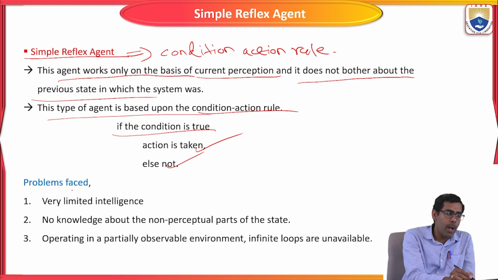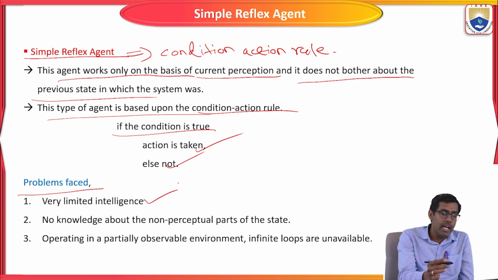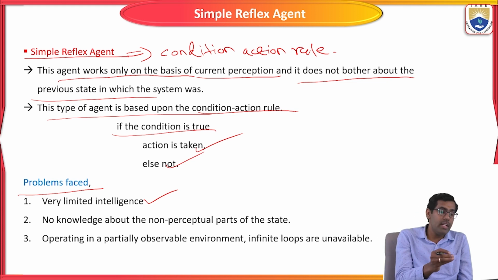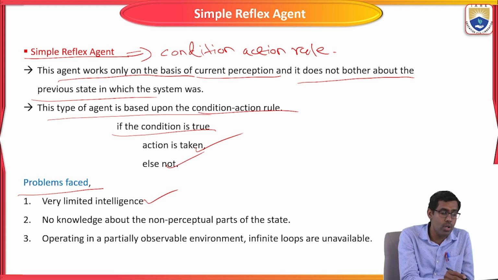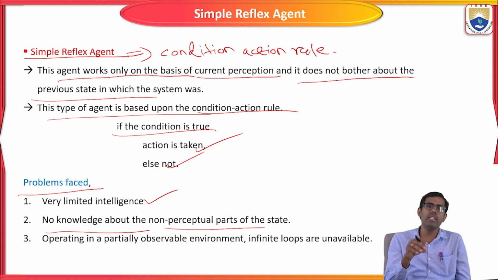The next topic is the problems faced by the simple reflex agent. If you use the concept of the simple reflex agent in artificial intelligence, there are certain problems. First, it has very limited intelligence. Because it observes only the current situation, the current perceptions, and does not bother about the previous states, it has limited intelligence. It also has no knowledge about the non-perceptual part of the state, because it bothers only about the current situation and does not observe anything from the previous one. So it doesn't have any knowledge.